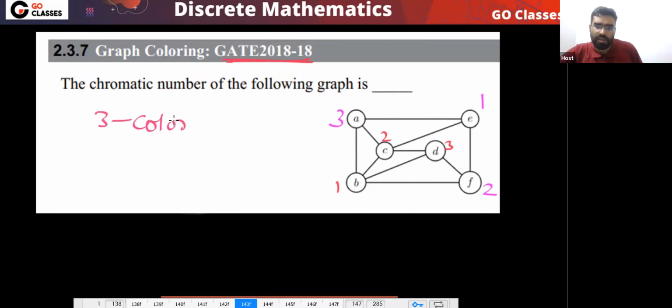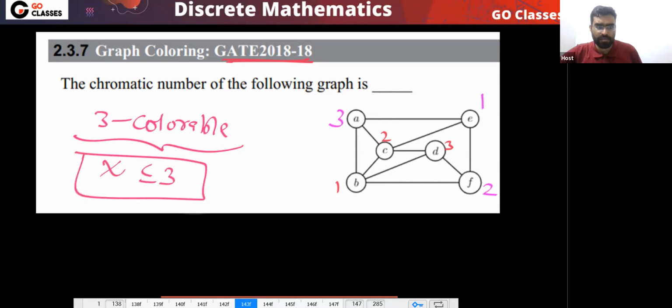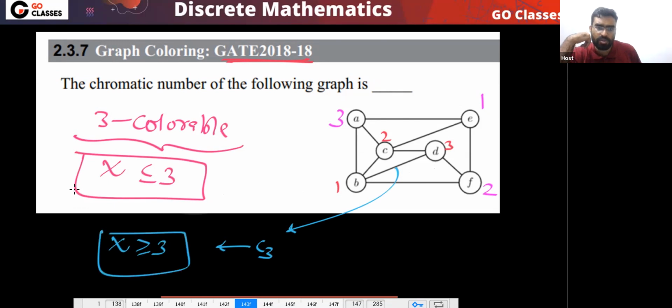Now we have 3 colorable. It means chromatic number is less than equal to 3. Can we do better? No, there is a cycle. There is C3 here, and this C3 means you need at least 3 colors. So these 2 points mean the chromatic number will be 3.